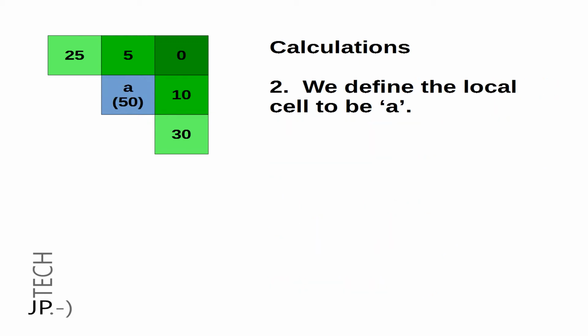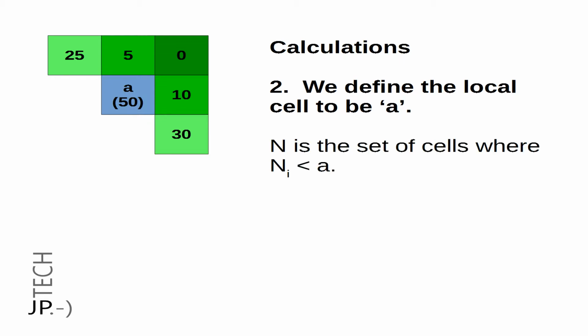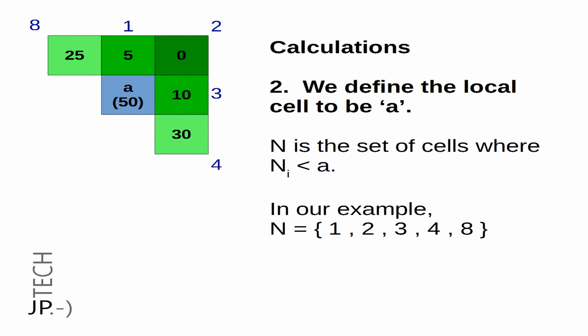2. We define the local cell to be A. N is the set of cells where Ni is less than A. So these are all of our remaining neighbors except the 3 that we know are higher pressure. Let's go ahead and label them for clarity. In our example, set N now contains cell numbers 1, 2, 3, 4, and 8. 5, 6, and 7 have been removed from view because they're greater in pressure than our local cell A. So let's go ahead and label these guys.